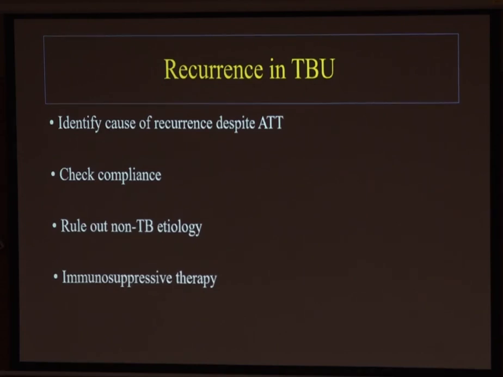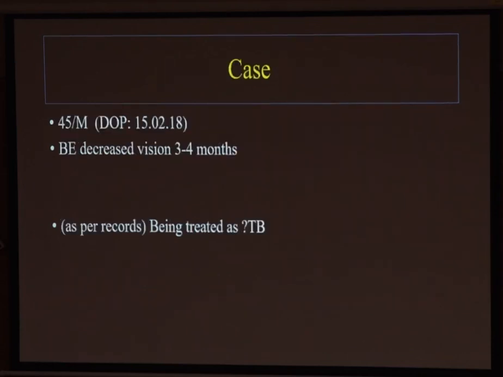You need to rule out a non-tubercular etiology, because sometimes we may be erring on the side of giving ATT where it is not required. And then if you make sure that yes, this was a tubercular uveitis which has come with recurrence, we give immunosuppressive therapy. So an example of a male who presented with decreased vision for 4 months was treated elsewhere as TB.